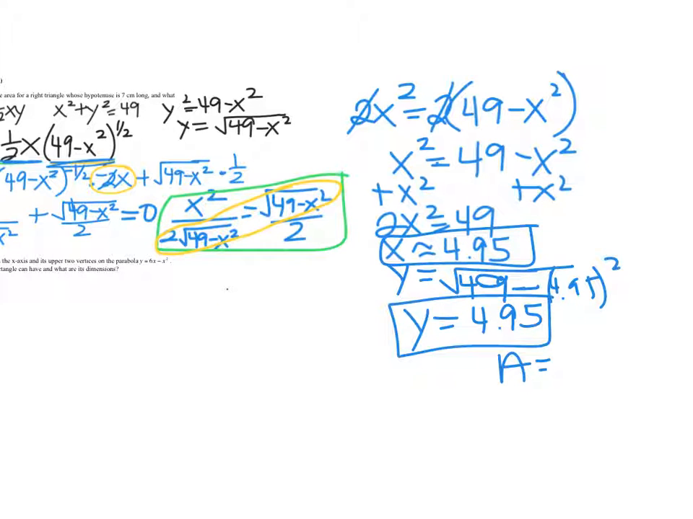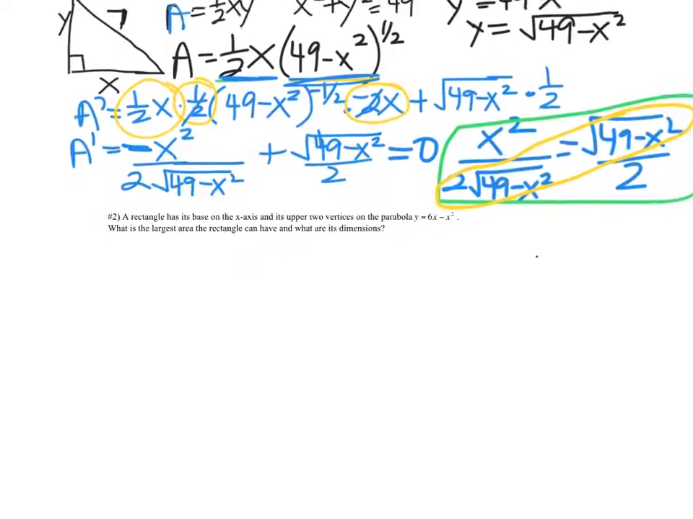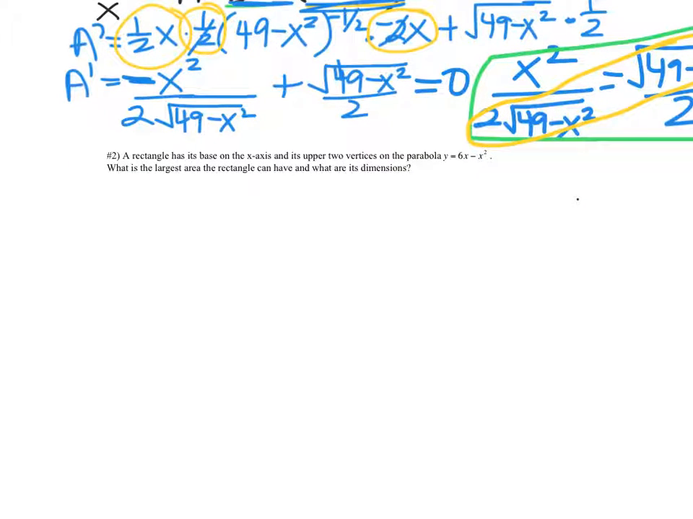Let's do the answer squared times 1/2, and so the area is 12.25. There you go. Very complicated triangles. All right, the second one, number 2, we need to find a rectangle whose base is on the x-axis, upper 2 vertices on the parabola.